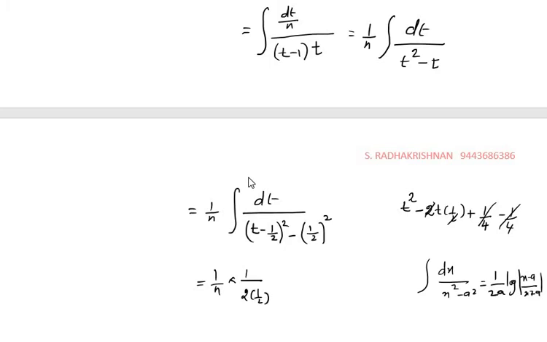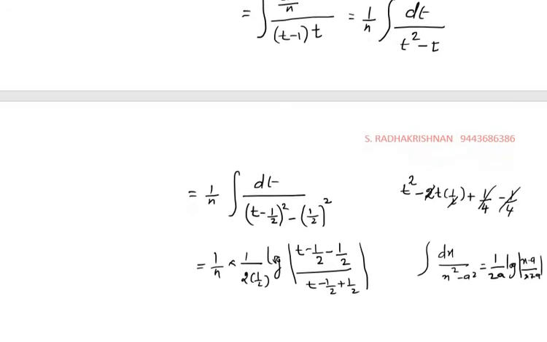1 by 2 into log of x minus a. What is x here? t minus 1 by 2 minus a. What is a here? Again, minus 1 by 2 by t minus 1 by 2 plus a, that is 1 by 2. Okay. Now if I simplify this, what will I get?